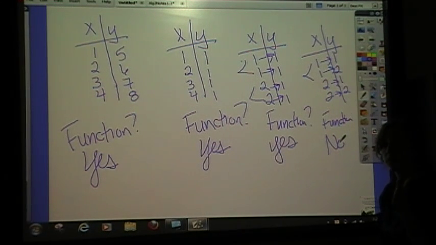So if the x's repeat, you say, do they match? And if the answer is no, then guess what? Not a function. Okay? We can do a couple more examples tomorrow. Look through your homework. You might not need them. We'll see what we got.